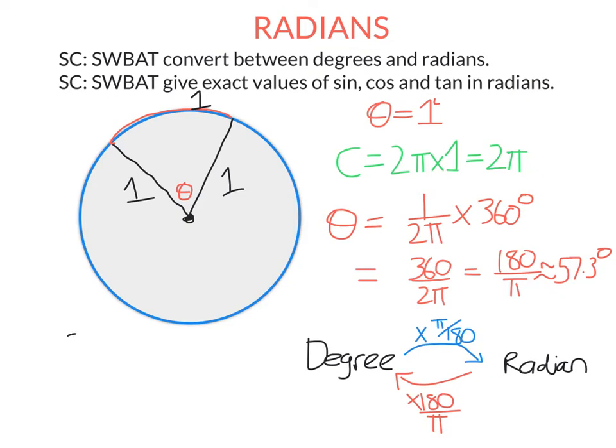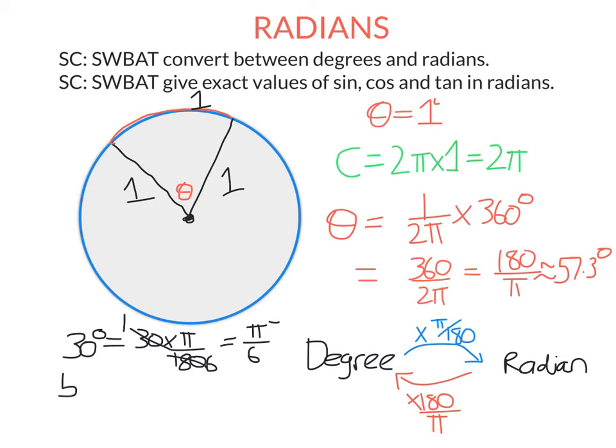So for example, if I have 30 degrees and I want to convert to radians, I just go 30 times pi over 180. So remember, I can cancel anything on the top with anything on the bottom. 30 goes into itself once, goes into 180 6 times, and I'm left with pi on 6. 30 degrees is pi on 6 radians.